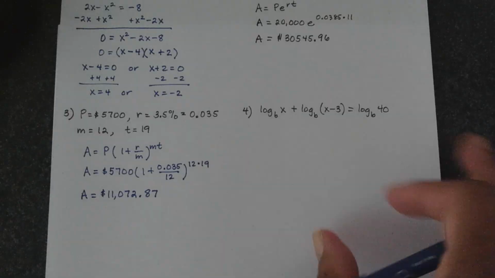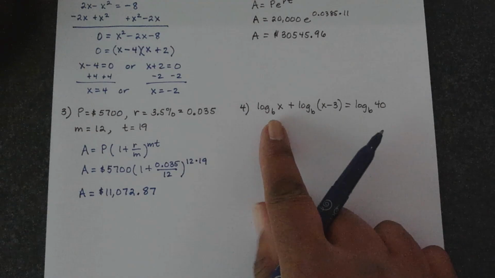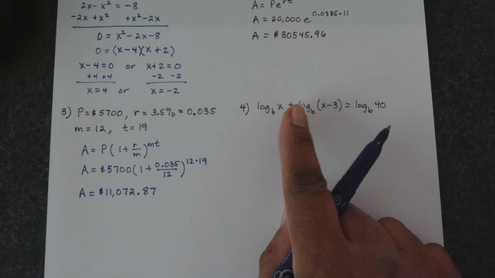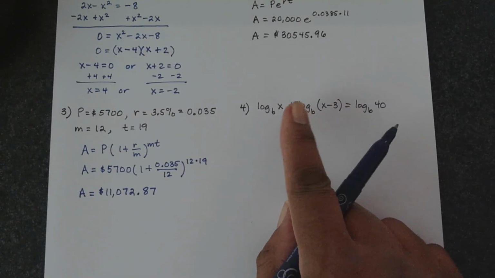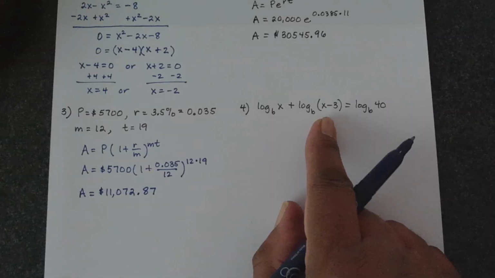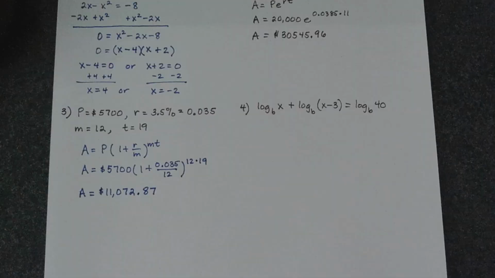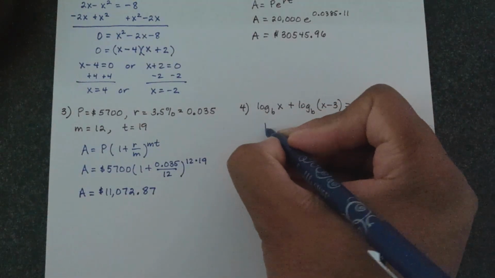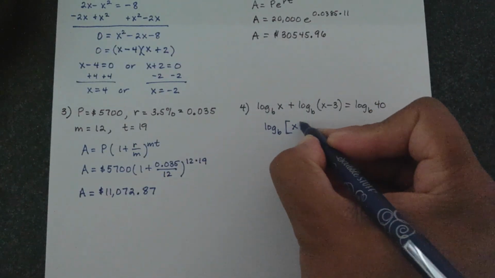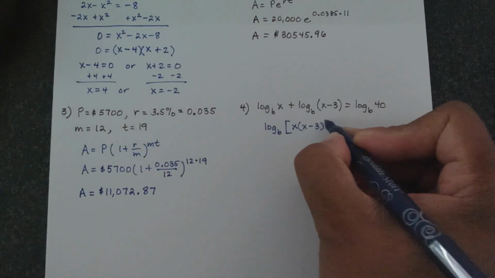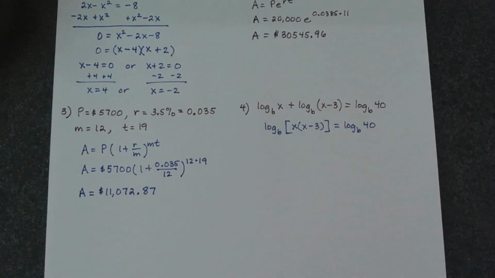All right, now in this case here, with these logarithmic equations, we need to condense the left side as a single logarithm. Here we got the sum of the individual logarithms, which can be condensed as the log of the product. We have to use the product rule. So we have log to the base b of x times x minus 3, and that's equal to log to the base b of 40. The right side is a single logarithm.